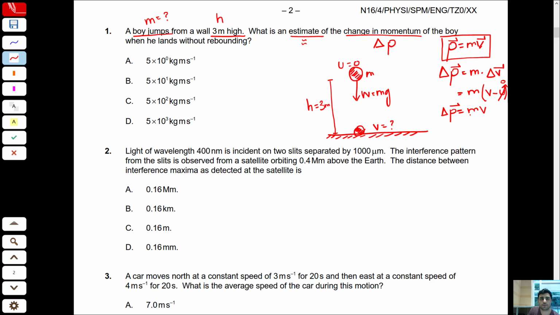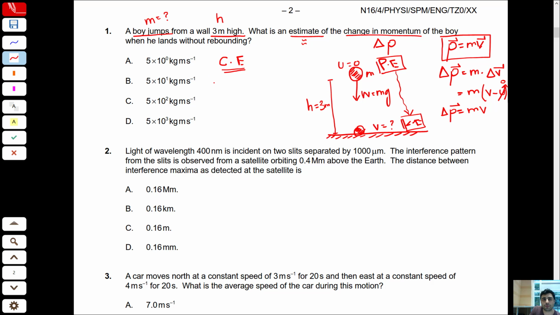Now we need to come up with a way to find this final velocity. In order to find the final velocity, we will use conservation of energy, call it CE. According to the conservation of energy, the boy at this height has some potential energy, and during his fall, all of that potential energy is converted into kinetic energy as the boy descends.